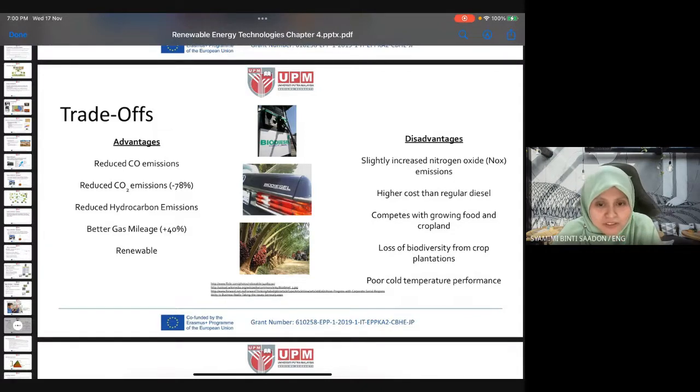So those are the disadvantages that we are still facing by using this biodiesel biofuel just now. Okay.